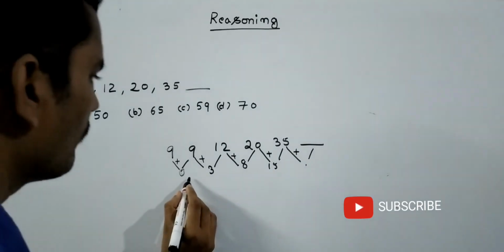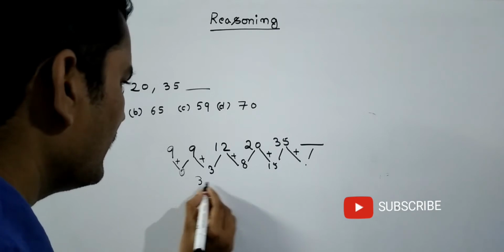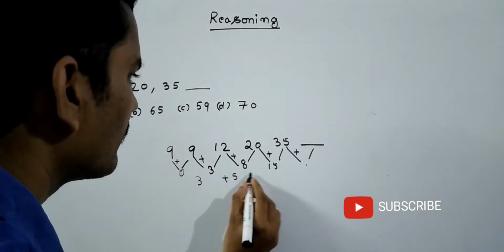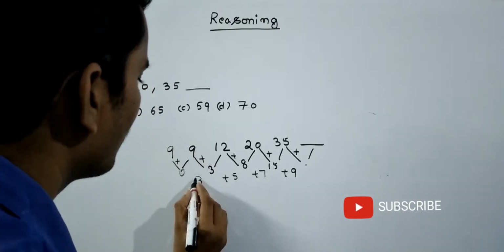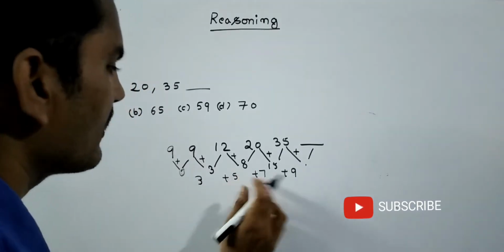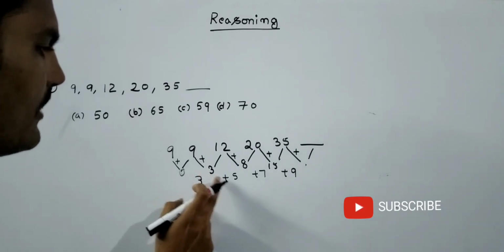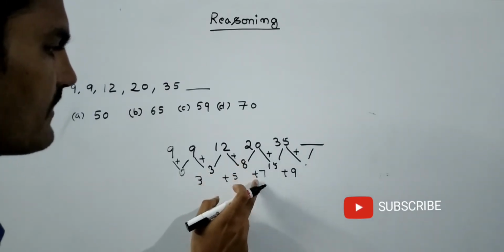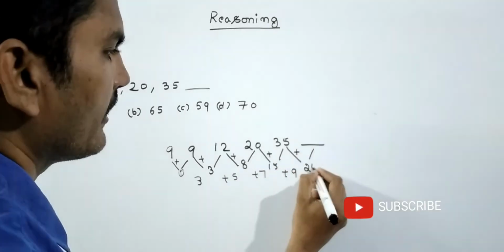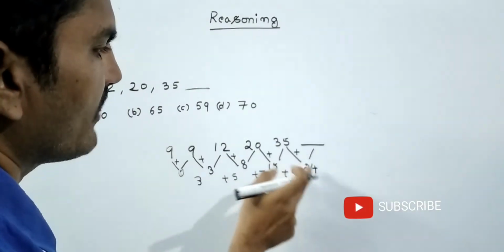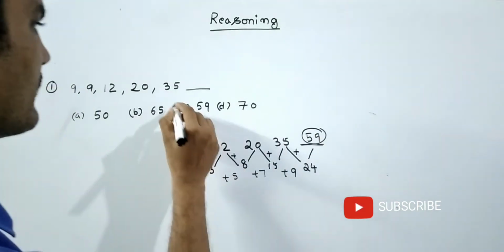See friends, what is the logic behind this? Plus 3, plus 5, plus 7, plus 9. See friends, odd numbers from 3 onwards he is adding. Here 0 plus 3, 3. 3 plus 5, 8. 8 plus 7, 15. Then 15 plus 9 equal to 24. Then go for addition. 35 plus 24, how much? 59. See friends, answer is 59.